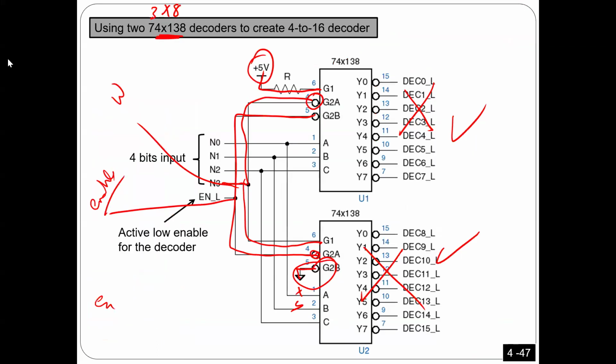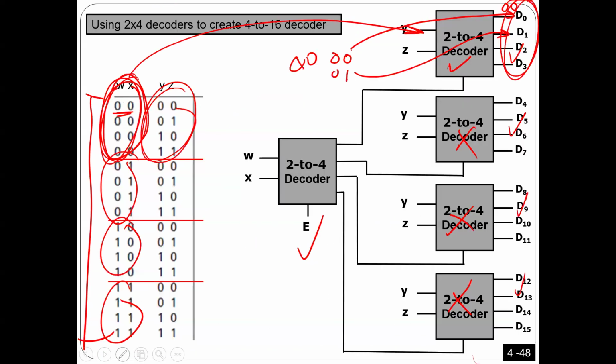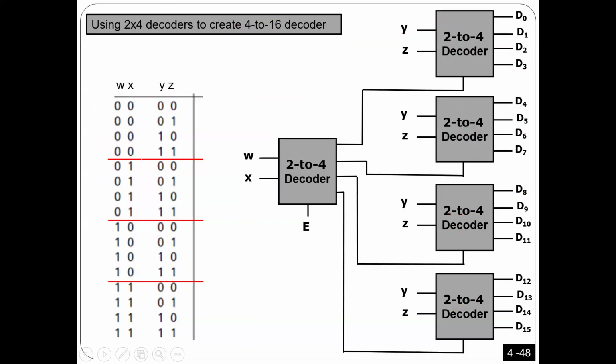I'm gonna repeat it again. Same thing here. When this one is 0, 1 here, this is the one that's enabled. And then based on these 4 values, I'm gonna select one of these 4 and so on. Okay. Any questions? This one has also an enable.